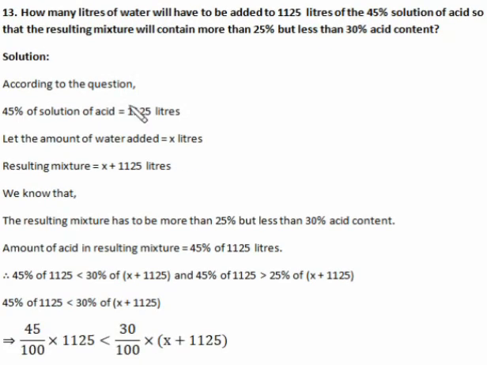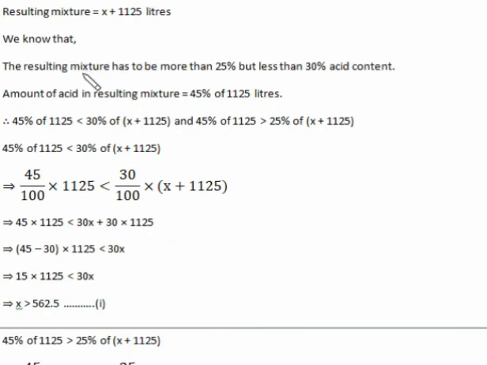Now come to the next question. How many liters of water will have to be added to 1125 liter of 45% solution of acid, so that the resulting mixture will contain more than 25% but less than 30% acid content? According to the question, the 45% solution of acid is 1125. Let the amount of water added be x liter. The resulting mixture is x plus 1125. We know that the resulting mixture has to be more than 25% but less than 30% acid content. So 45% of 1125 is less than 30% of the total, and 45% of 1125 is greater than 25% of the total.